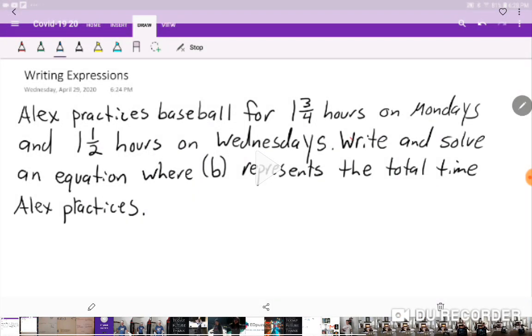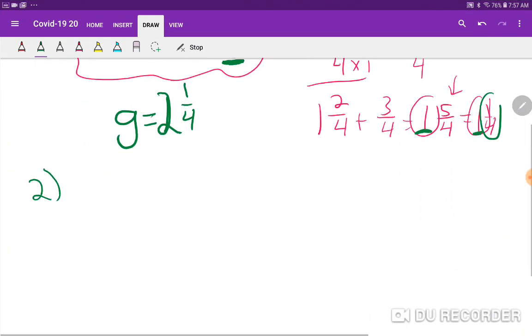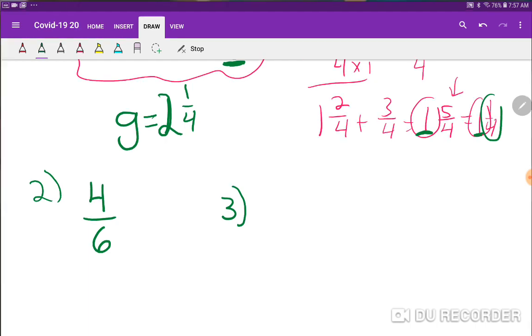So let's go back to this. Oh, I took a picture. My bad. So let's go back to this. Number 2 would be 4/6. Now these are not that hard of problems, fifth graders. Number 1 is a little bit tricky, but these aren't bad.